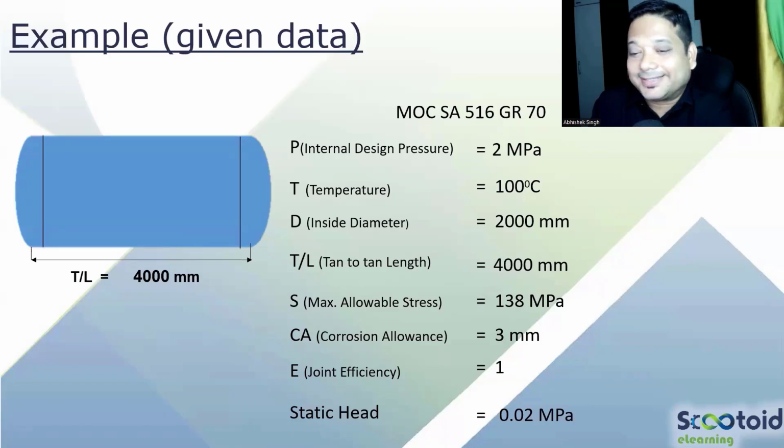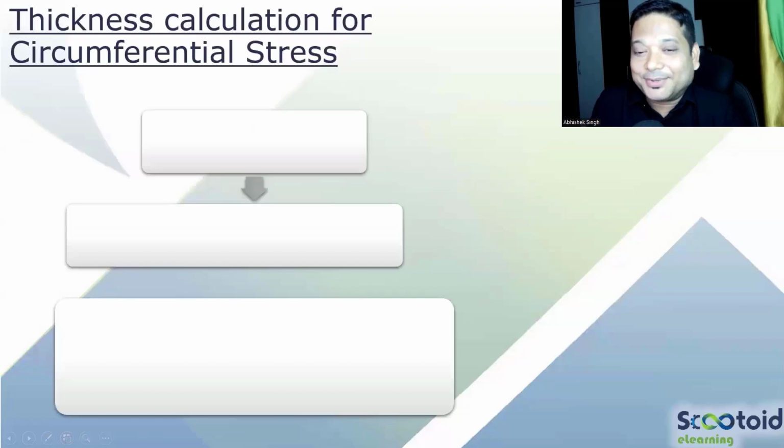What is the thickness? Now there are multiple thicknesses: there is a required thickness, there is a design thickness, and there is a nominal thickness. Which one is it? From the formula, whatever thickness you are getting, that is the required thickness. You add corrosion allowance, then it becomes design thickness. Then you round it to a purchasable plate, that is called nominal thickness. Great. So let us do that calculation together.